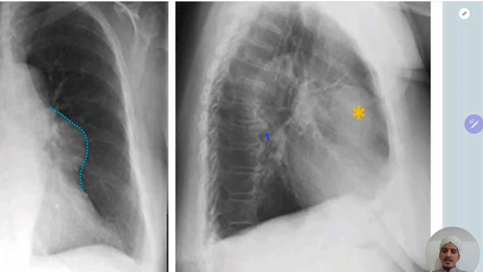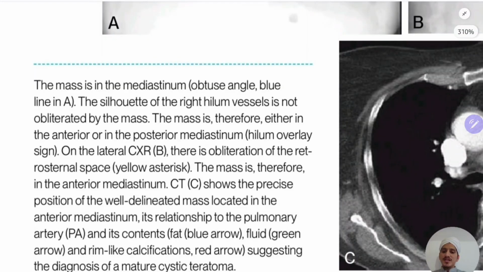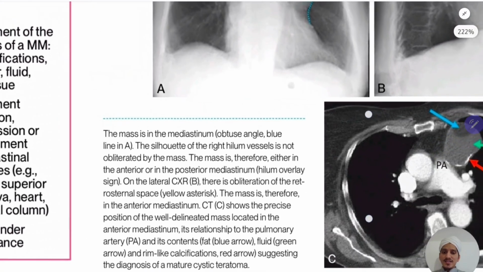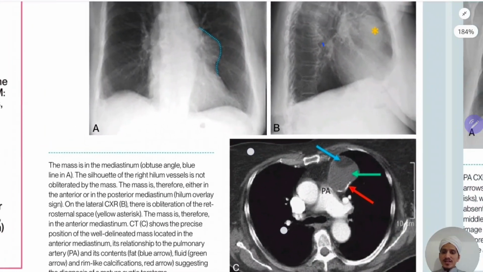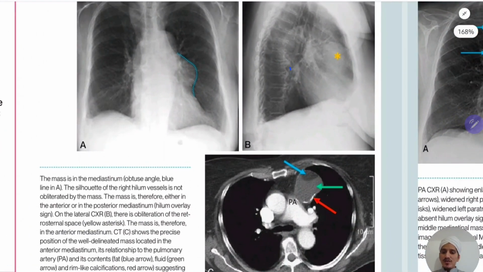So let's read the text below. The mass is in the mediastinum because of the obtuse angle. The silhouette of the right hilum vessels is not obliterated by the mass. The mass is therefore either in the anterior or in the posterior mediastinum. On the lateral chest X-ray, there is obliteration of the retrosternal space. The mass is therefore in the anterior mediastinum. Now the CT shows the precise position of the well-defined mass located in the anterior mediastinum. See in the CT, this is the anterior mediastinum mass.